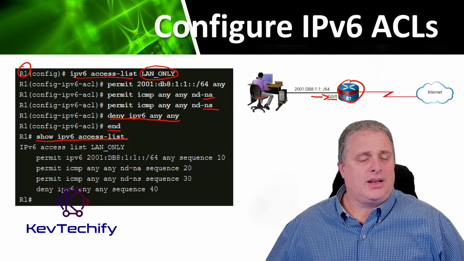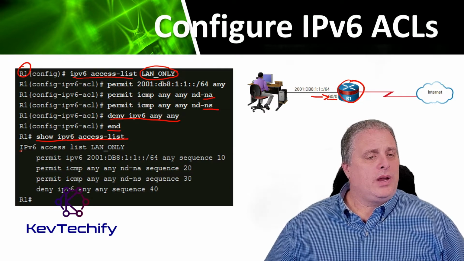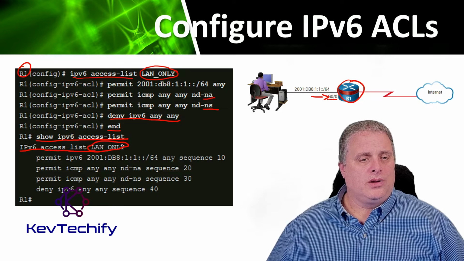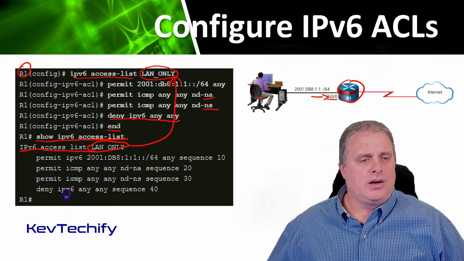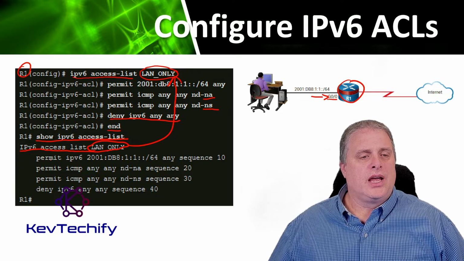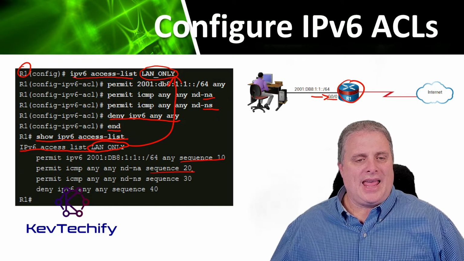What we can do now is end out of this and use the show IPv6 access-list command, and it's going to list out all IPv6 access lists. Here we have the IPv6 access list of LAN ONLY, and that's the one we just created up here. It gives us all of our ACEs here, our access control entries, and now we also have sequence numbers at the end of these statements.